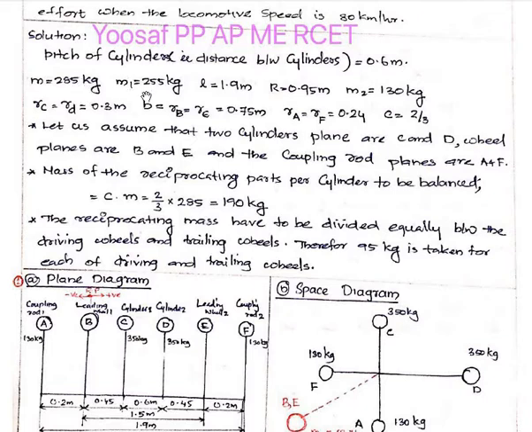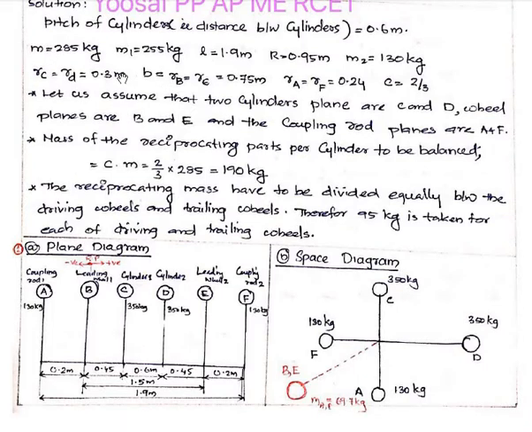Revolving mass is 255 kilogram. Reciprocating mass is given. Distance between two coupling rods is given. The plane of two coupling rods is 1.9 meter. Distance between two driving or leading wheels is 1.5 meter, and distance between two cylinders is 0.6 meter. So you can easily find the distance between B and C. That will become 0.45. Also, all the radii are given in your question, and the fraction of reciprocating masses to be balanced is 2/3, and M2 is 130 kilogram. The diameter of the wheel is 1.9 meter, or 0.95 meter radius.